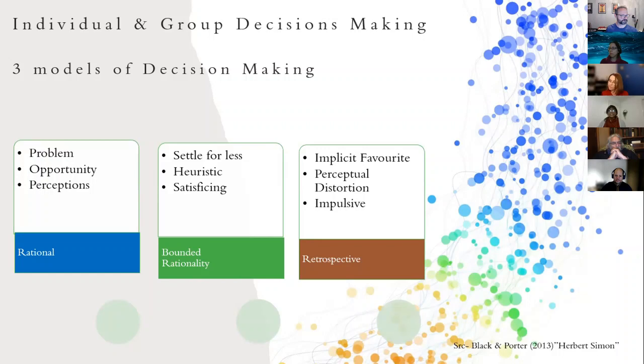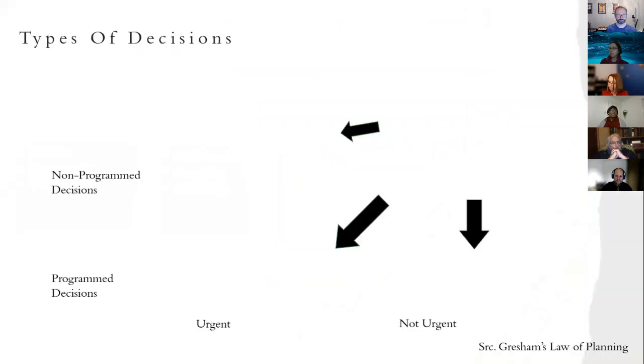For instance, somebody might say, just because that person is very renowned, went to Cambridge, that means that person will make a decision that is right. Well, actually, it's good to have a diverse view. And that is called the retrospective model of decision making. We have different types of decision. We have what we call non-programmed decision, and we have another one called programmed decision.